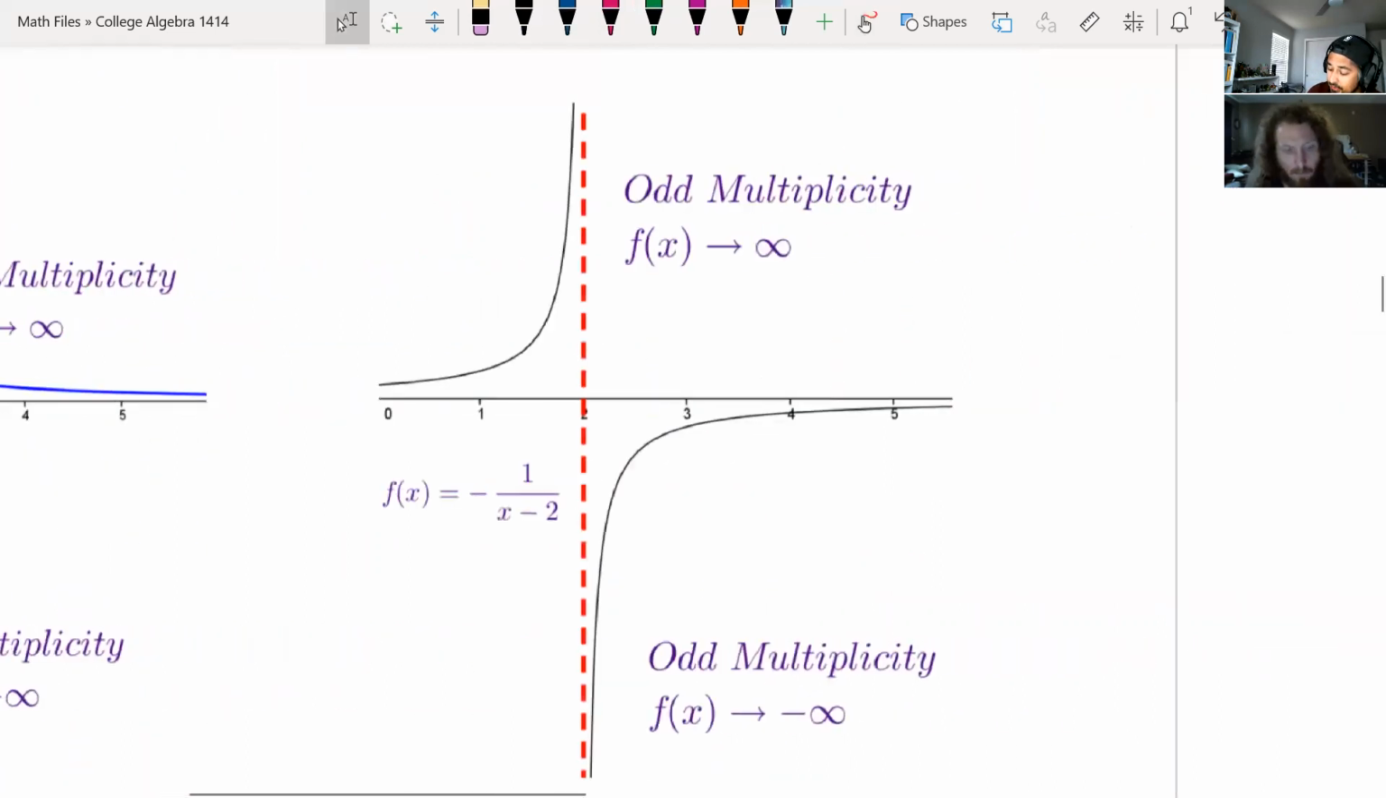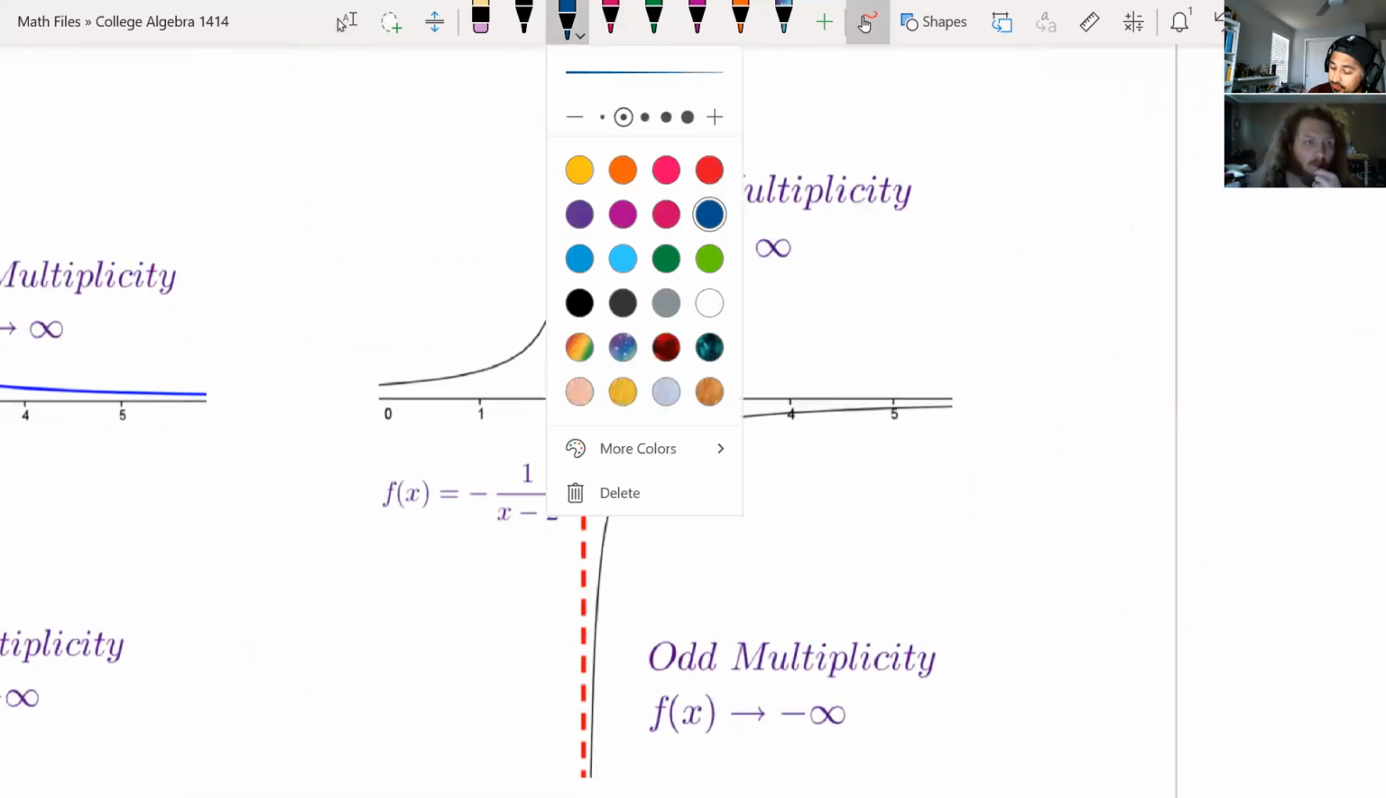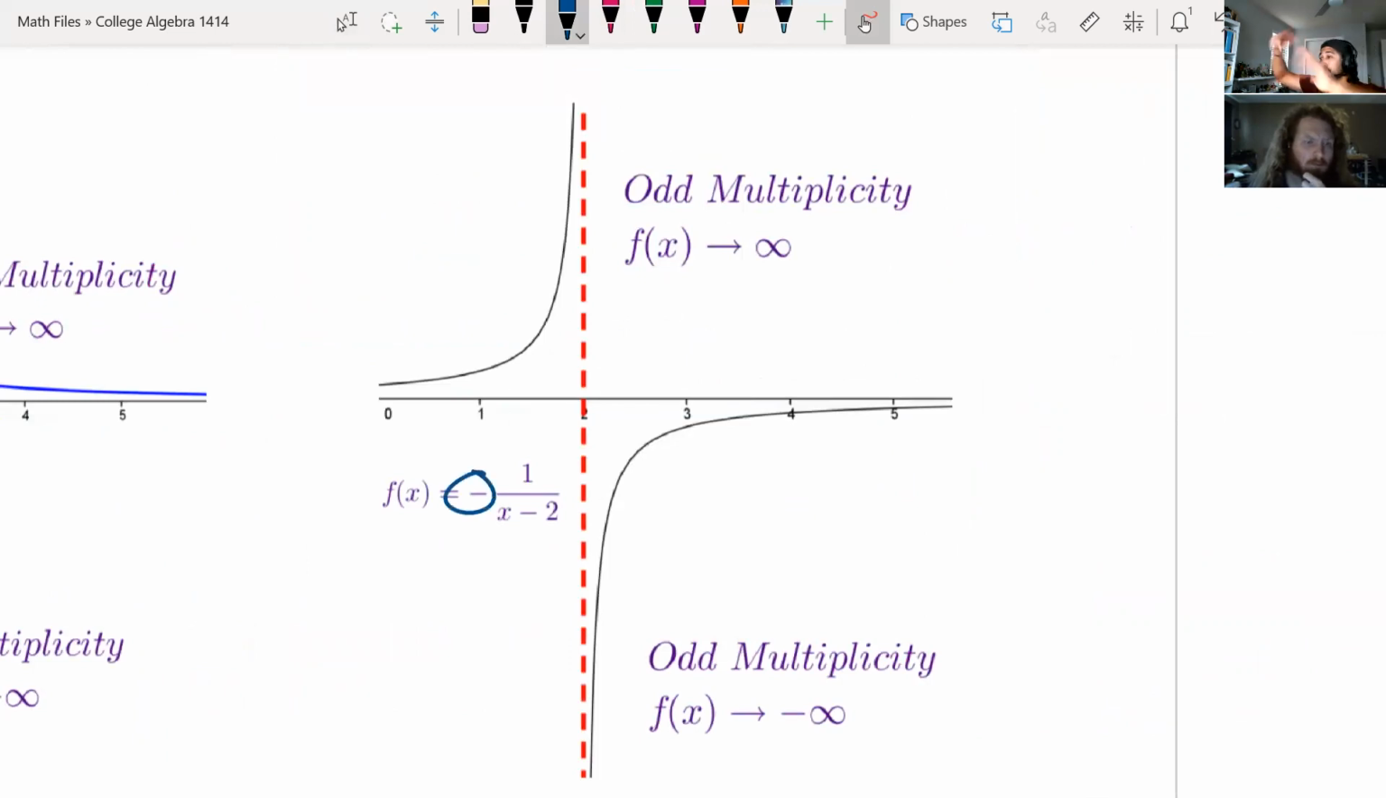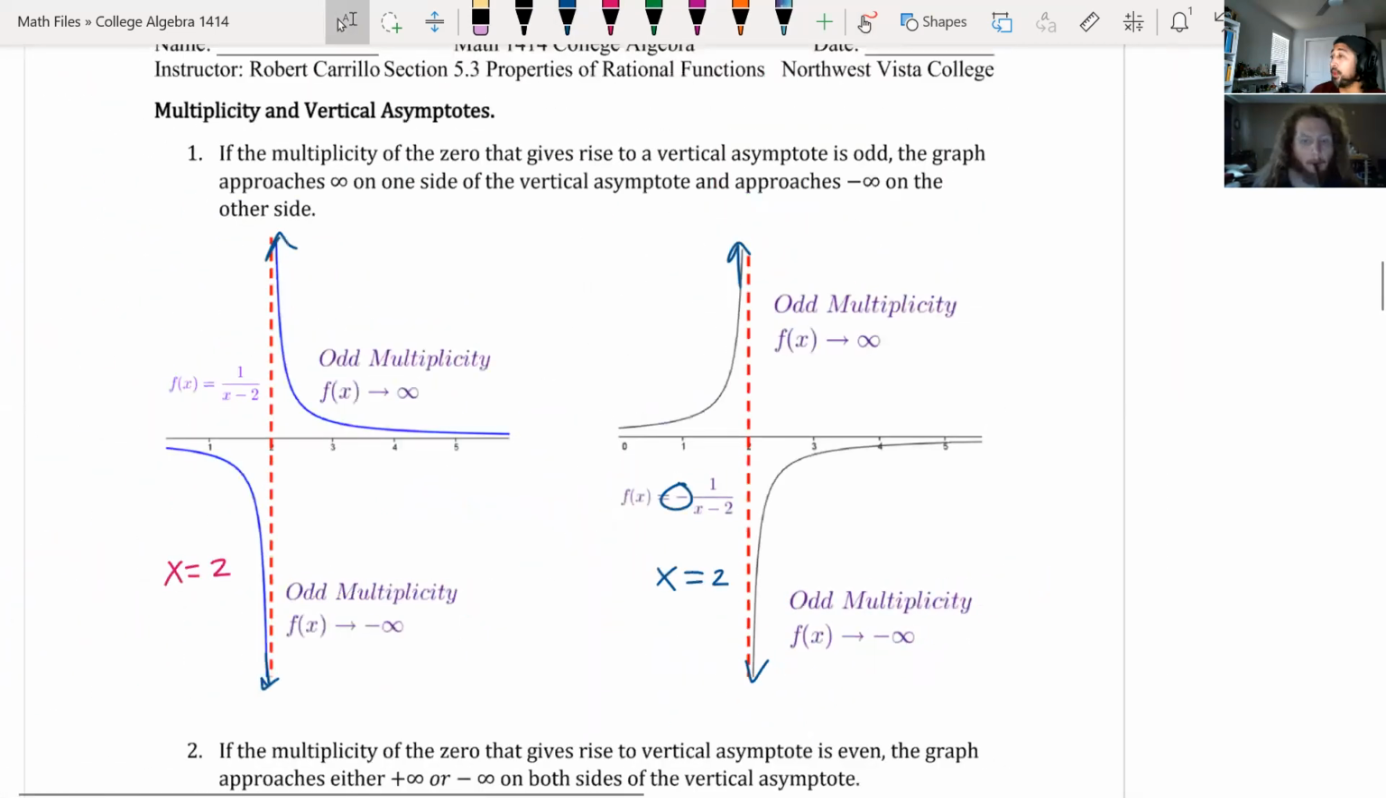And the one on the right is the same thing, same function, except the function is negative. So if you think about transformations, this negative would just flip your tails or your y values over the x-axis. And if you solve for x, you'd still get x equal to 2, an odd multiplicity, and one tail would head towards infinity, another tail would head towards negative infinity. So asymptotes with an odd multiplicity will have tails of a function going to infinity and negative infinity.